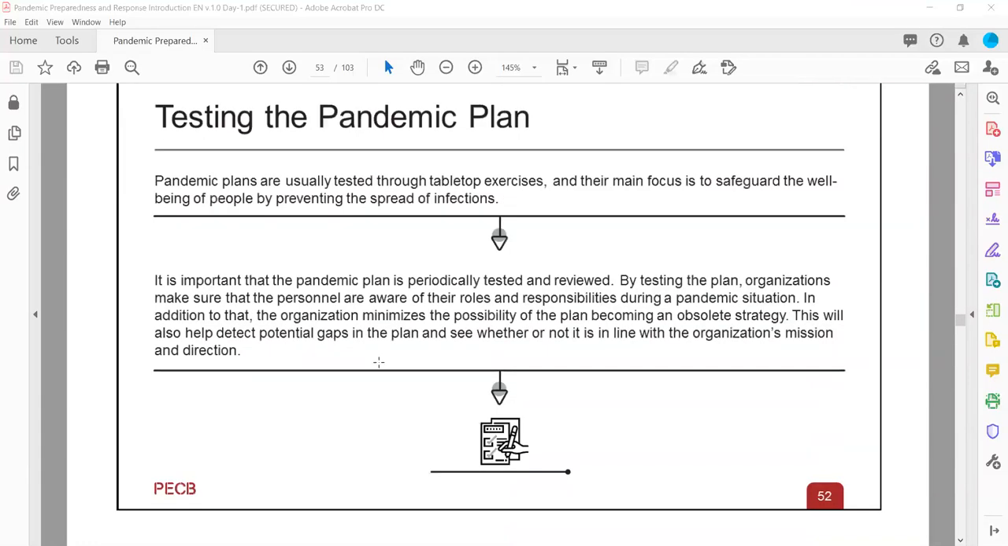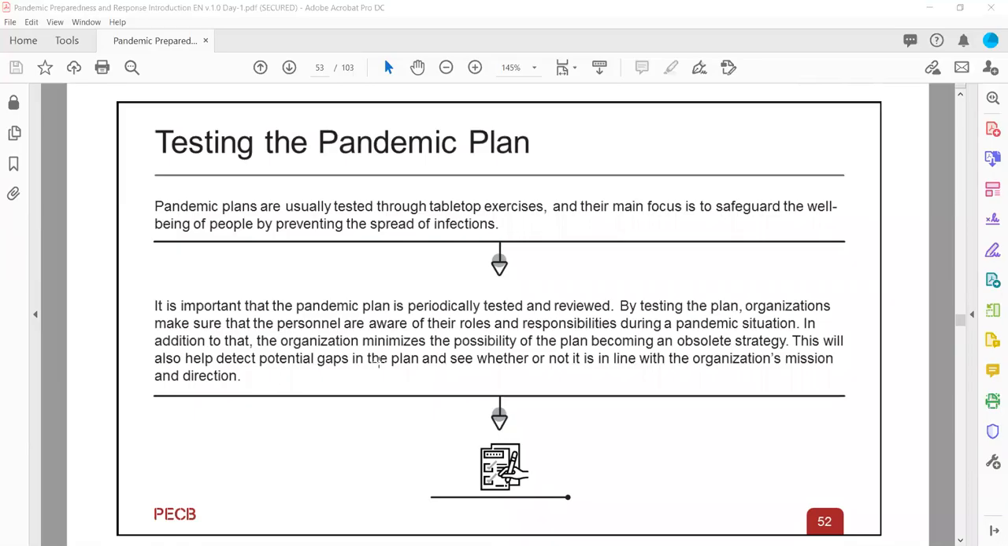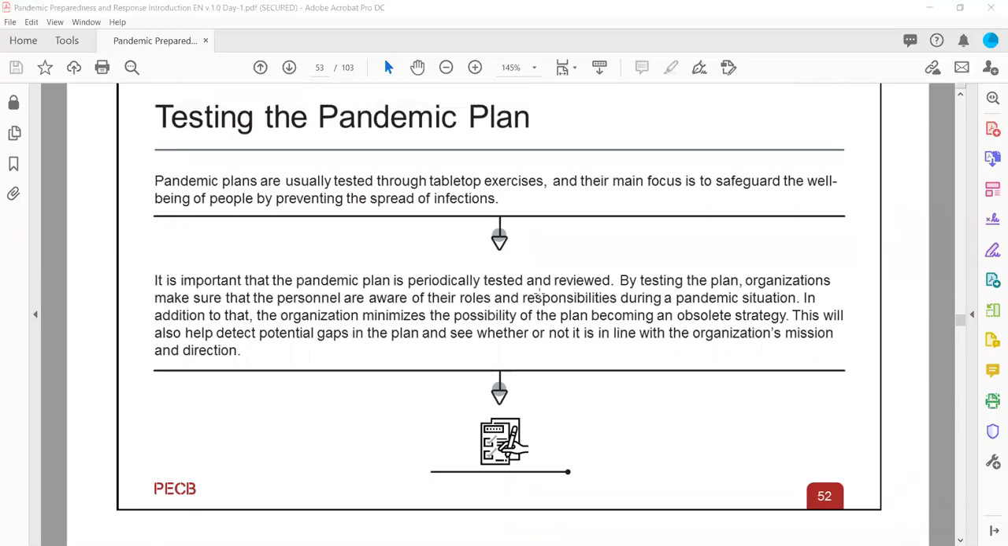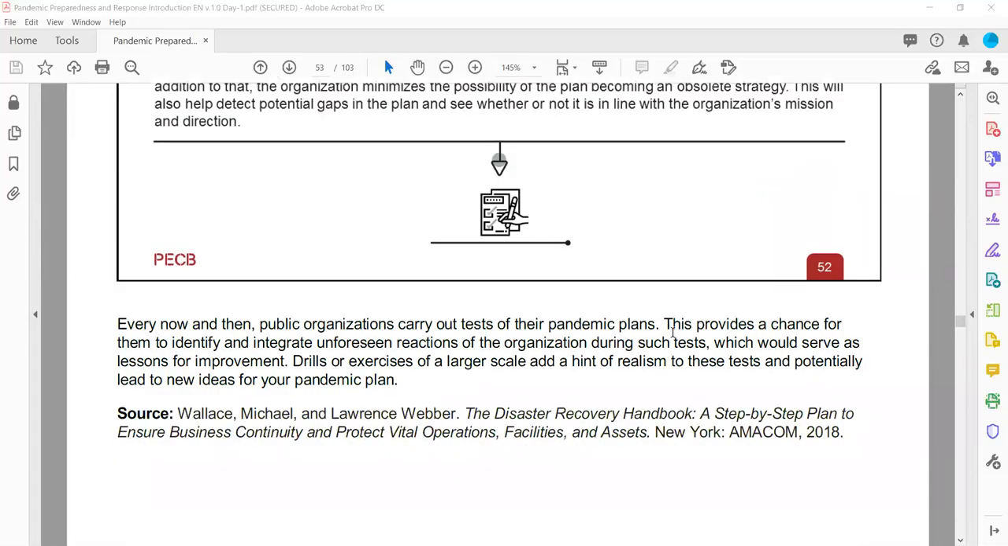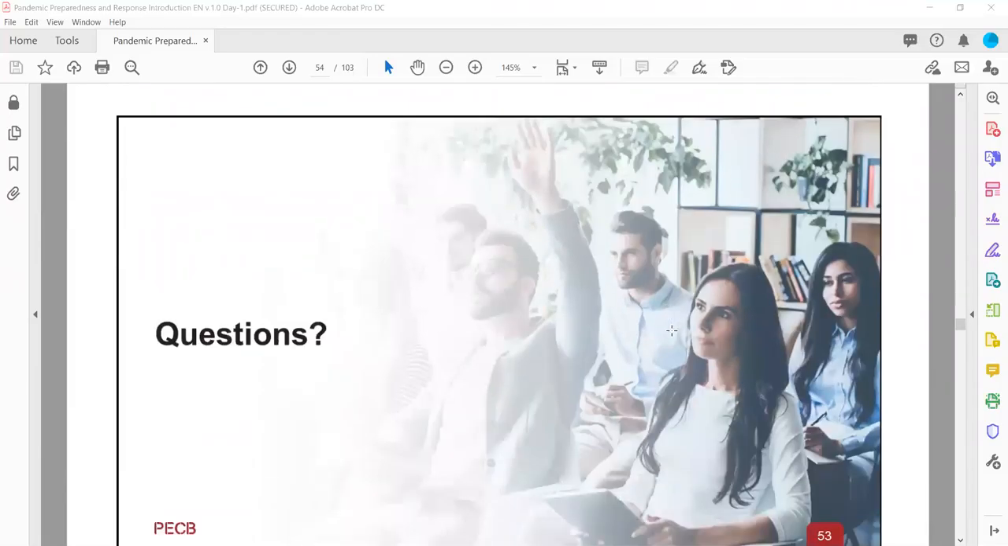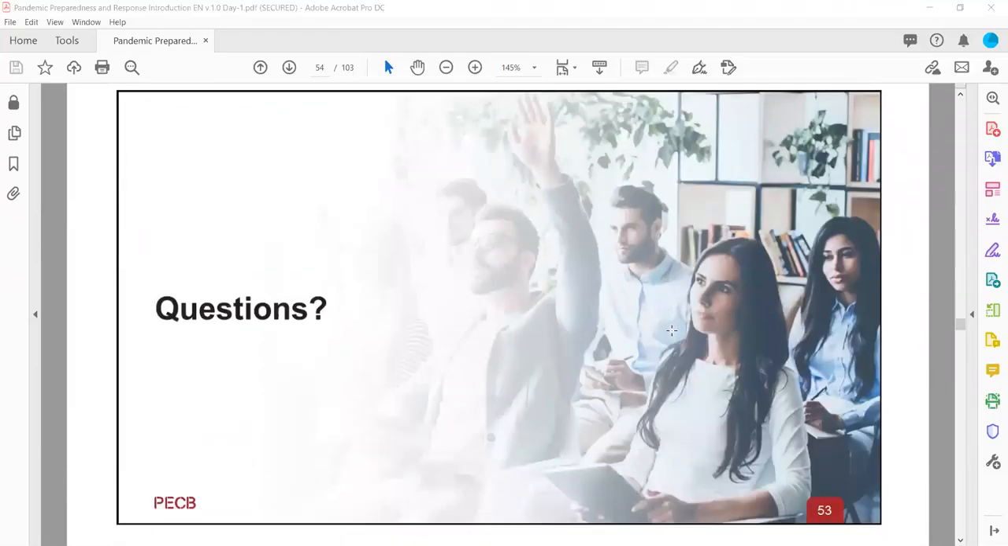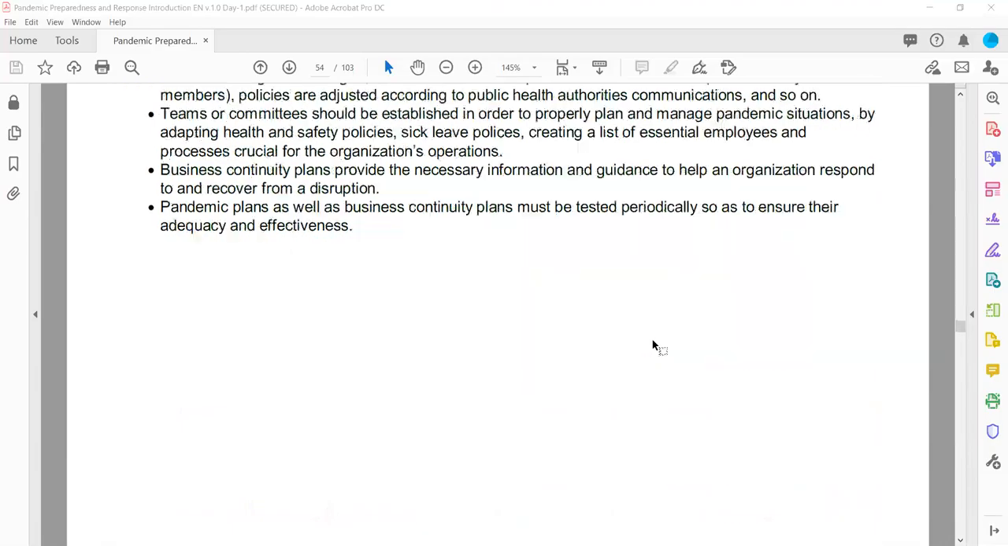And then you're testing the pandemic plan. Testing is critical because your pandemic plans are usually tested through laptop exercises or desktop exercises. The main focus is to safeguard the well-being of people by preventing the spread of infections. It is important that the pandemic plan is periodically tested and reviewed. By testing it, you can see the gap analysis, what needs to be implemented and what needs to be completed there. And this brings us to the end of this section.